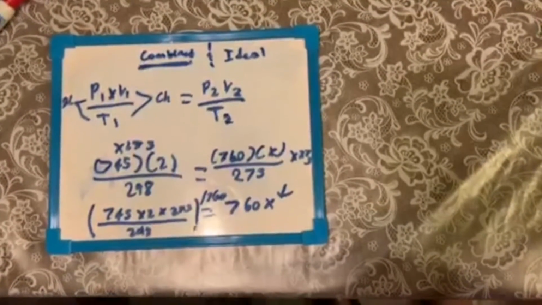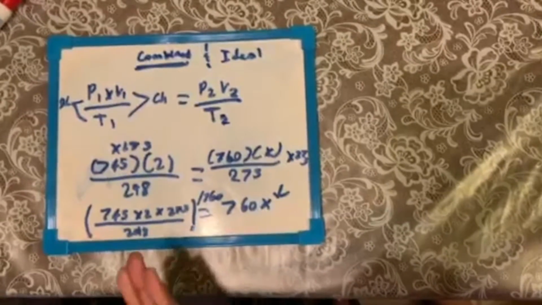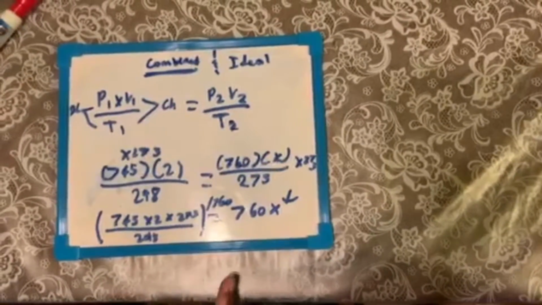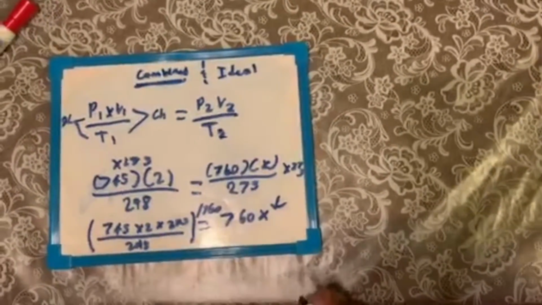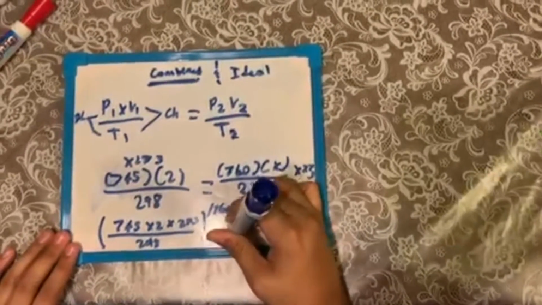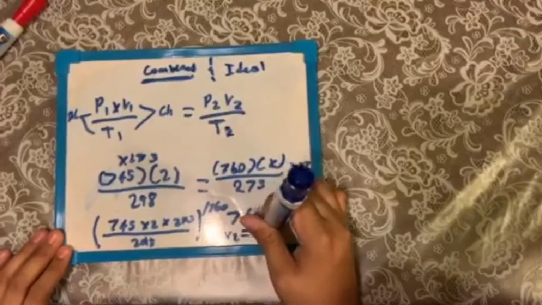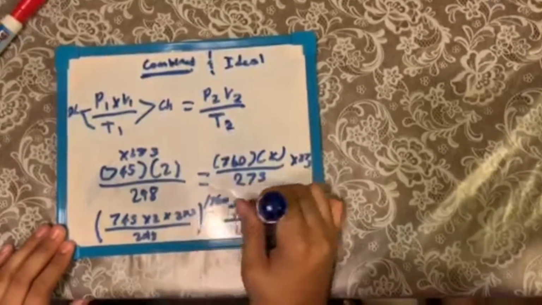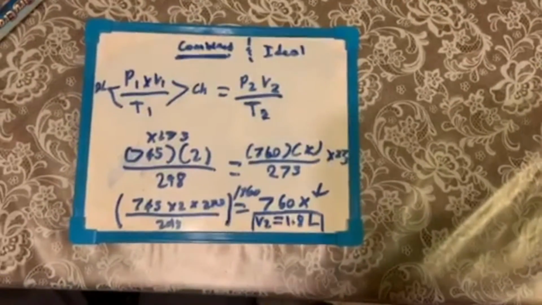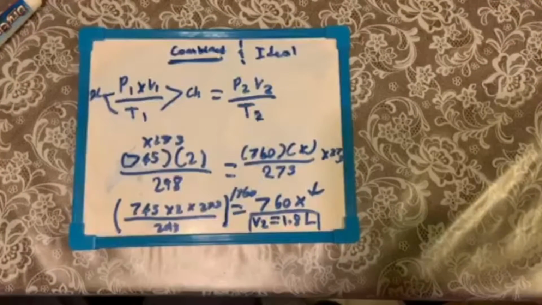760. So I recommend you take it in smaller chunks. Solve for this number first, and then solve for the 760. I'll just give you the answer right here, right now. Volume 2 is equal to 1.8 liters. And that is how you would use the combined gas law.